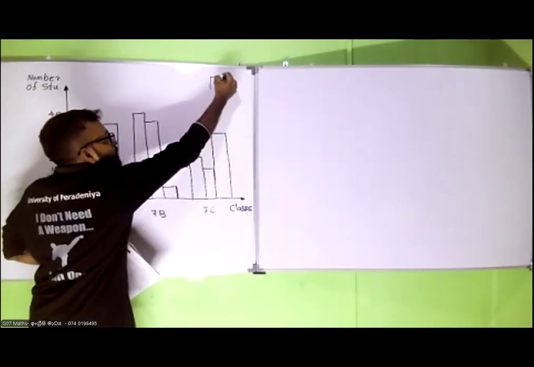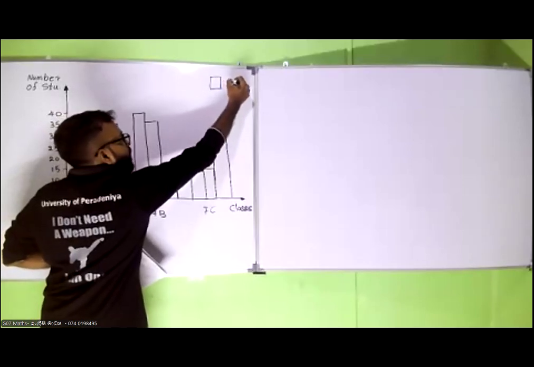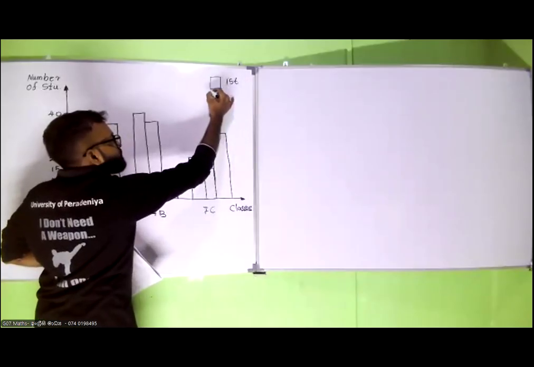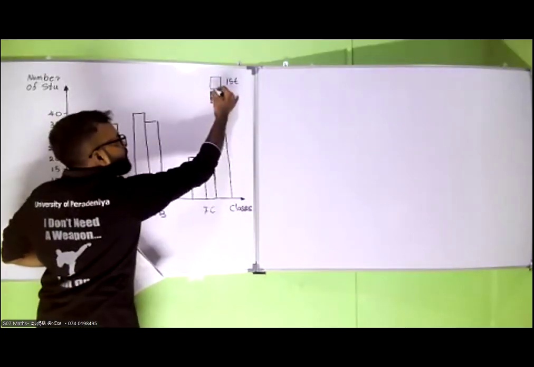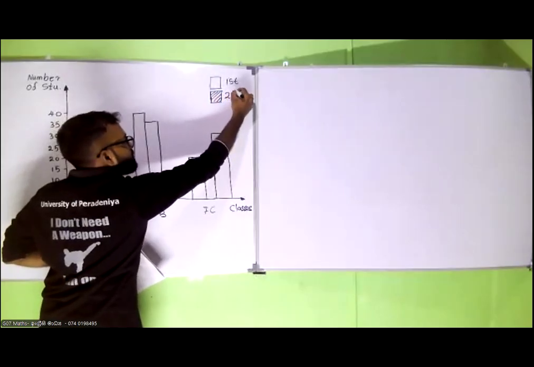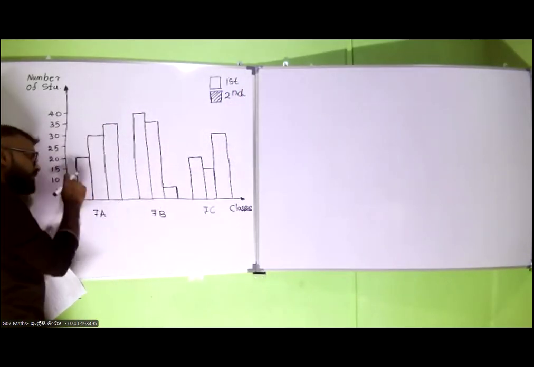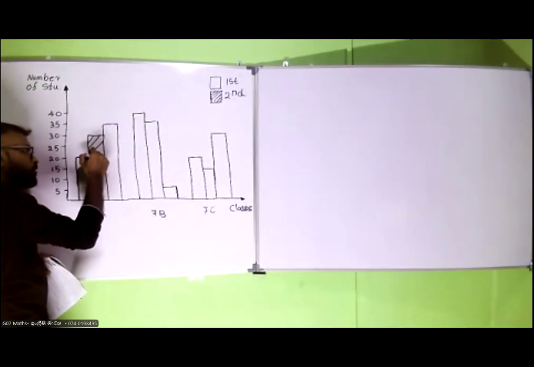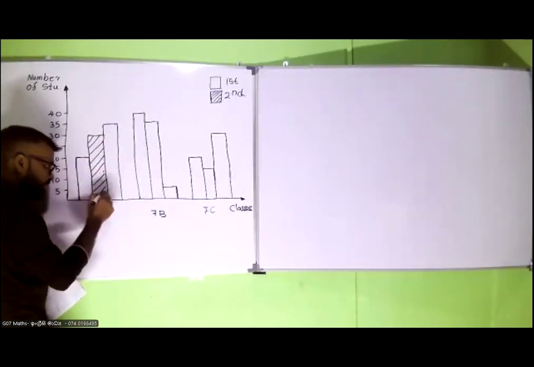So first week, I will keep that box empty. First week. And second week, I will put a strike like this for the second week. So this is my second week. So I will draw it. First week is empty, second week I have to draw some strike like this, diagonal strikes.